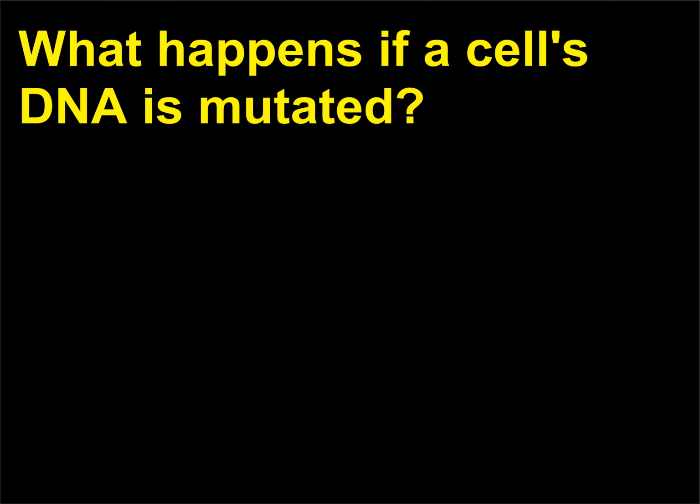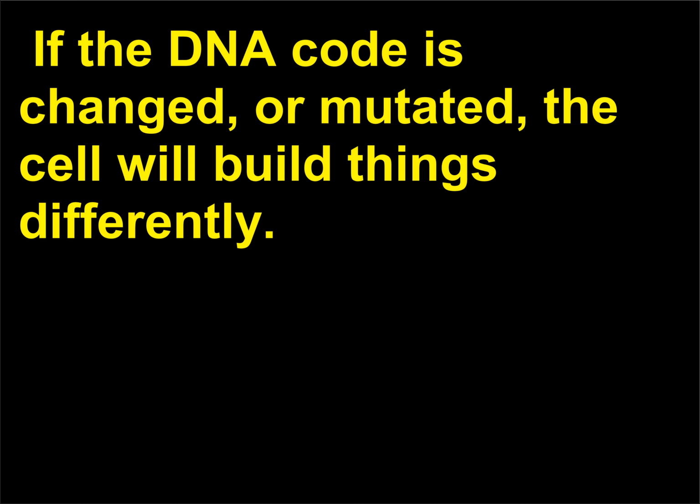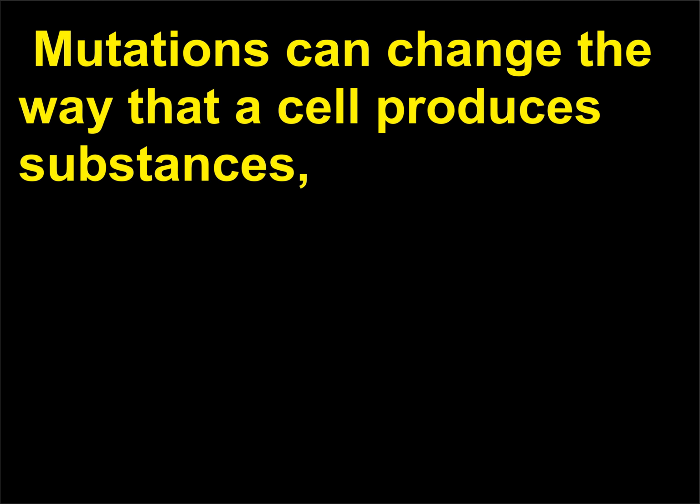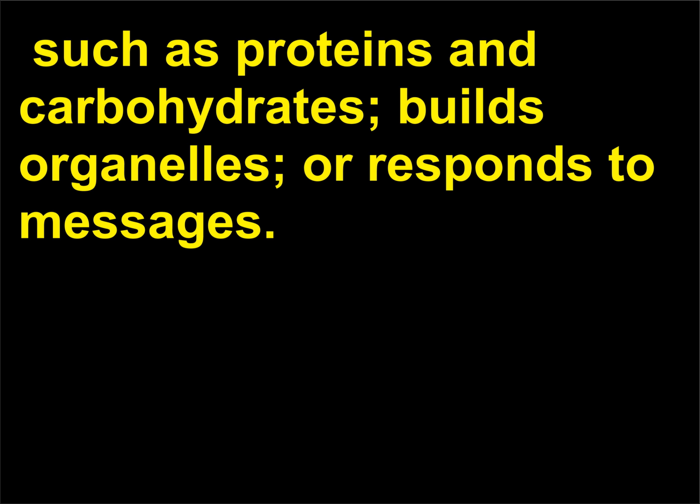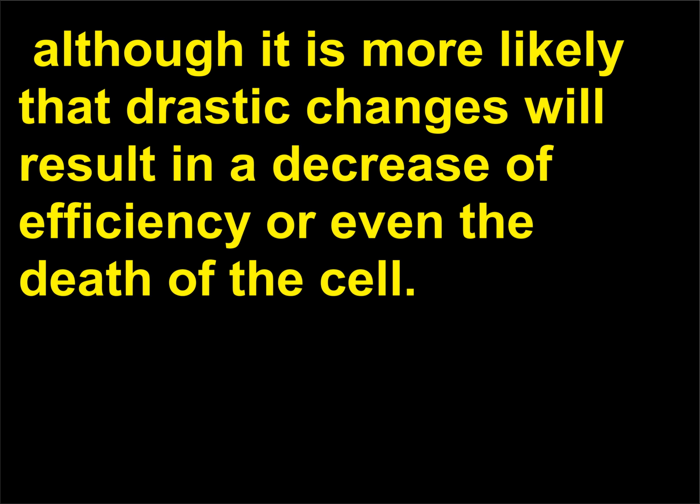What happens if a cell's DNA is mutated? DNA contains the code for building everything within the cell. If the DNA code is changed, or mutated, the cell will build things differently. Mutations can change the way that a cell produces substances, such as proteins and carbohydrates, builds organelles, or responds to messages. These changes can enhance a cell's ability to survive, although it is more likely that drastic changes will result in a decrease of efficiency or even the death of the cell.